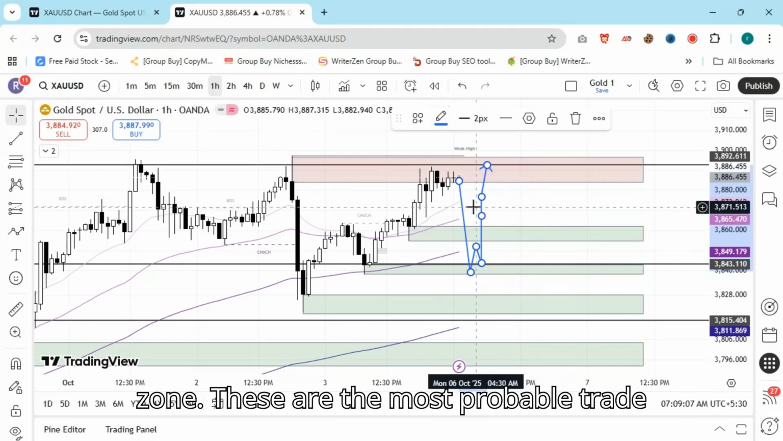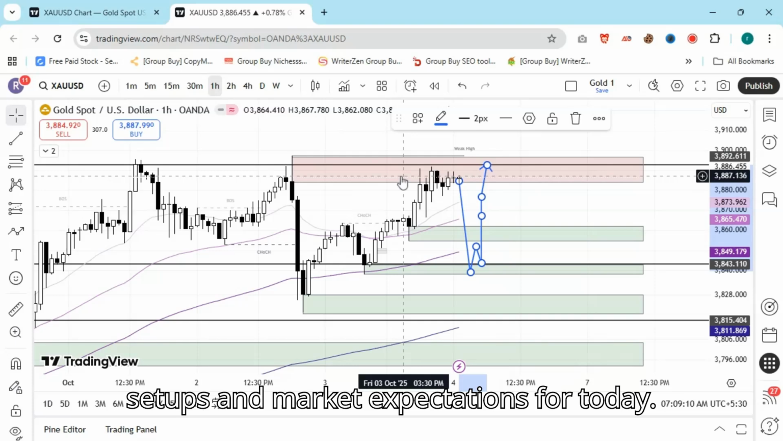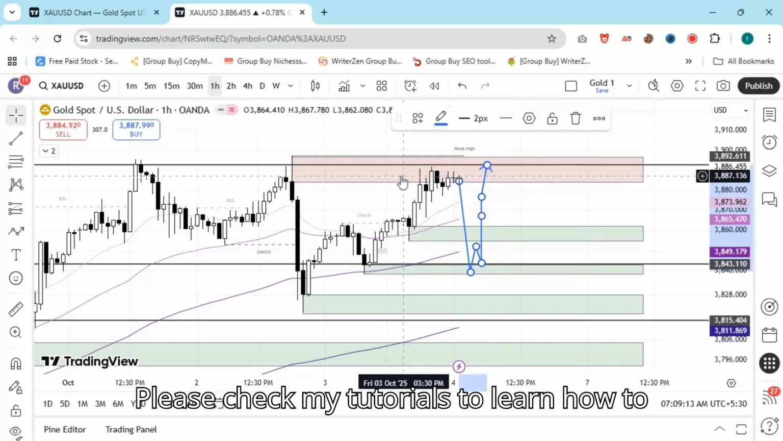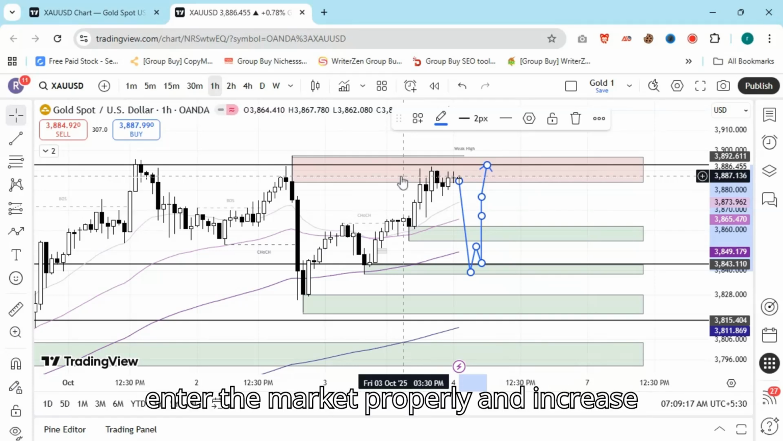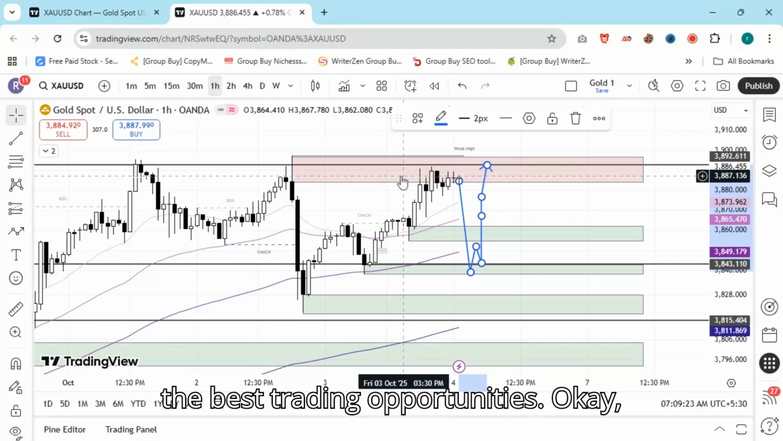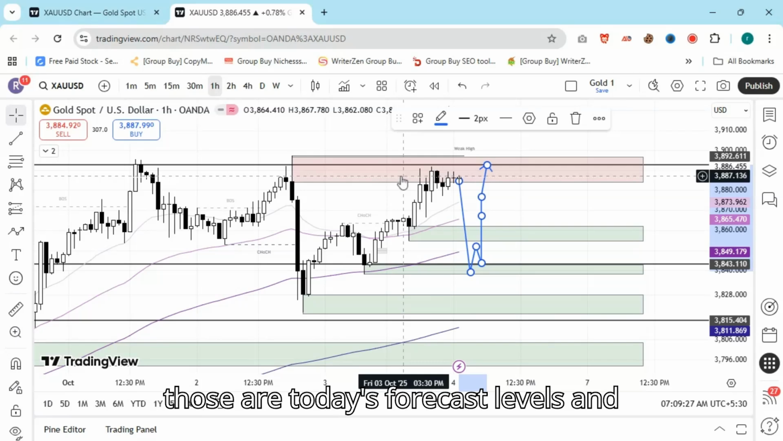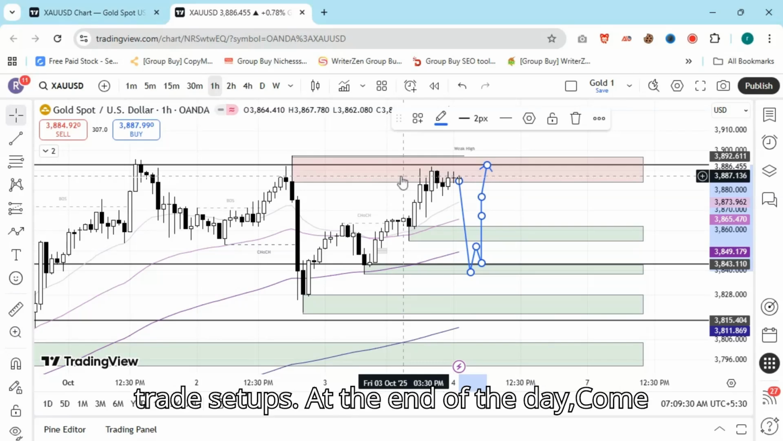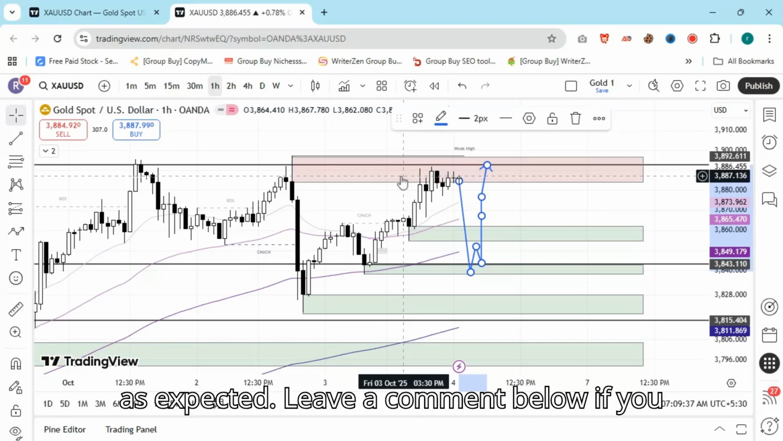These are the most probable trade setups and market expectations for today. Please check my tutorials to learn how to enter the market properly and increase your knowledge. This will help you take the best trading opportunities. Okay, those are today's forecast levels and trade setups. At the end of the day, come back and check if the forecast played out as expected.